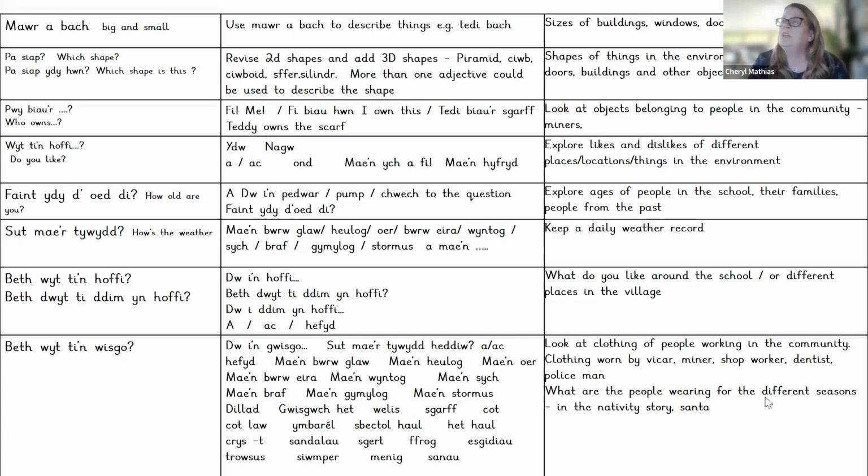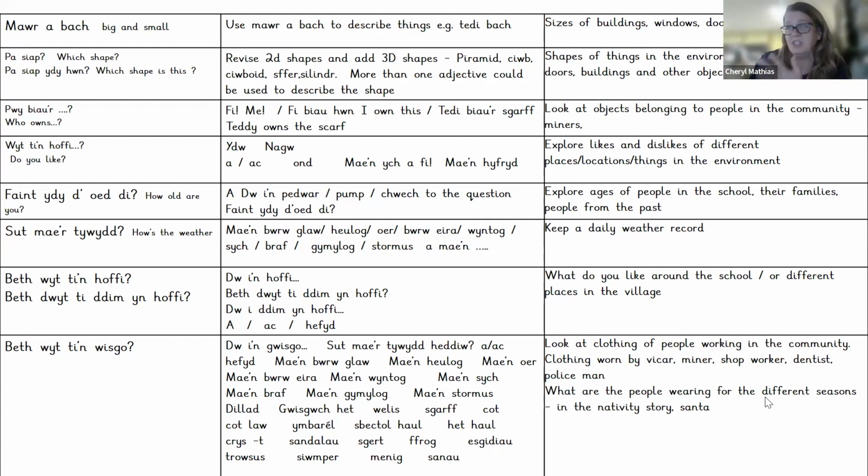Pwy biau, we put down for objects belonging to people in the community, so looking at the jobs people do, roles. Ydw i'n hoffi, exploring likes and dislikes of different places. As you can see, faint o'r gloch, the ages of people, keeping a daily weather record. Beth ydw i'n hoffi, we looked at our school initially, starting with the class, how you could improve the class, what you liked about the class, the yard, the hall, extended it through the school, and then places in the village, and beth wyt ti'n hoffi.